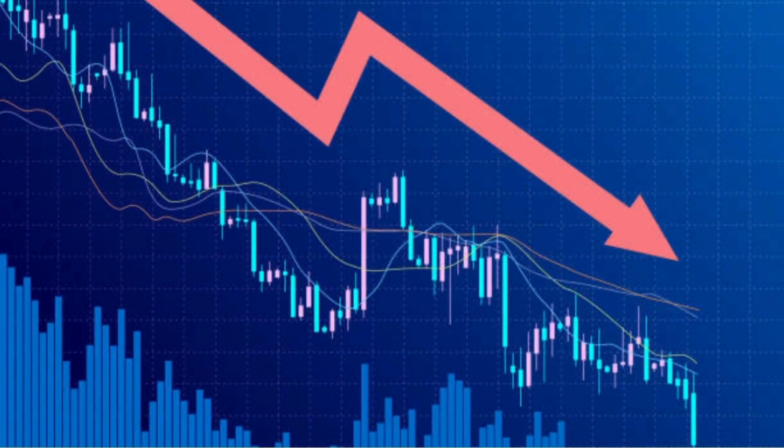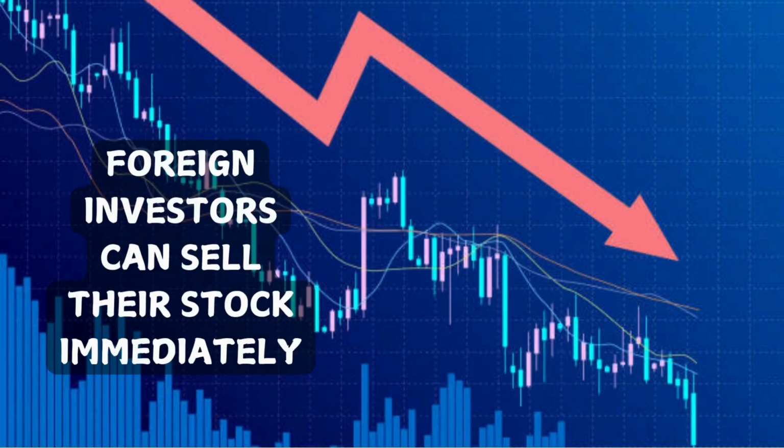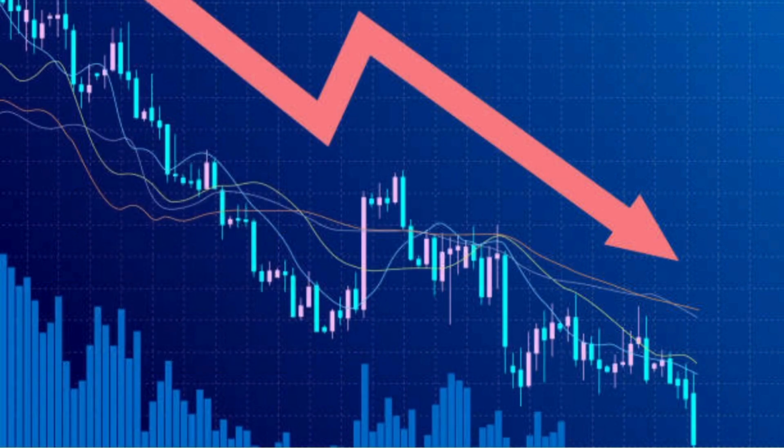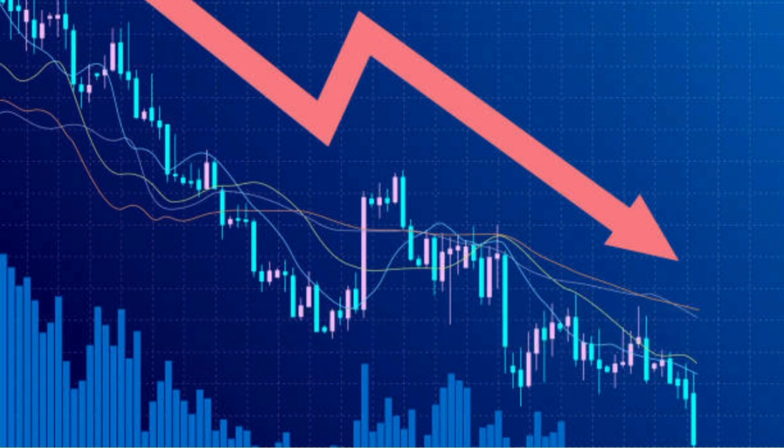So if your country is politically unstable, or there is a high tax on investments, or your country's financial situation is not good, then these foreign investors can sell their stocks immediately, and you will see that your portfolio value goes down. This is a big problem in developing countries, as there is a lot of political instability. There is a lot of corruption, high tax, and their financial markets are less developed.